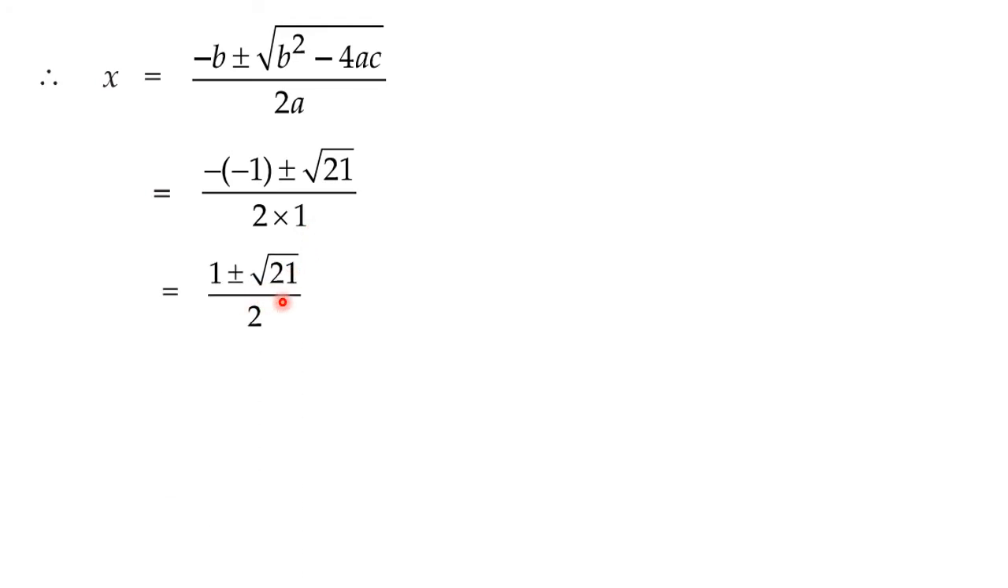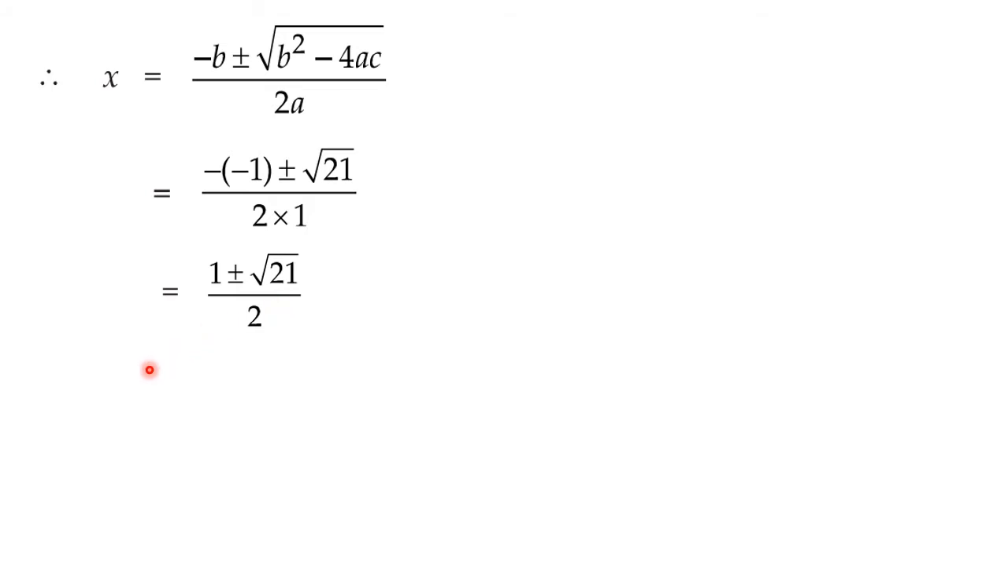Okay. Further, this 21, you know that we can factorize as 7 into 3. 7 is also prime, 3 is also prime. So it is not possible for us to factorize 21 in such a way that one factor is a perfect square. We cannot simplify it further. That is why it is going to remain as it is.